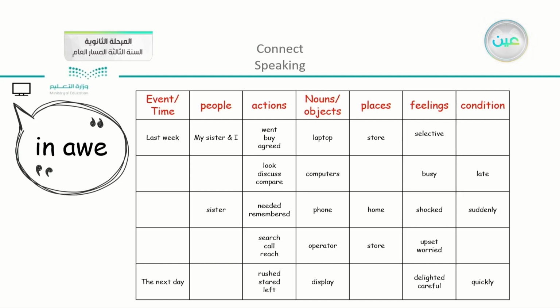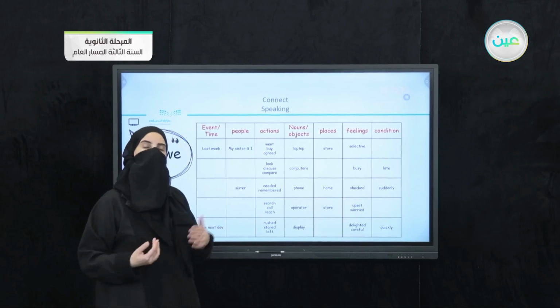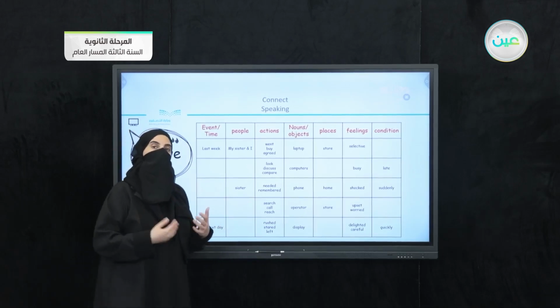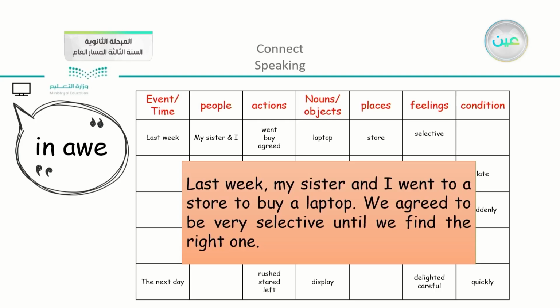We have nouns or objects like laptop, phone, operator, and so on. So it's either a noun or an object. Places, for example, store, home, and again store. The feelings, which are the adjectives, like selective, busy, shocked, and so on. And we have the condition, also adjectives, late, suddenly, quickly, so it can be an adjective or an adverb. Some of them are repeated based on the story that I have in mind. So this is my story.